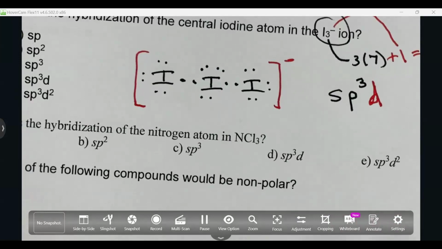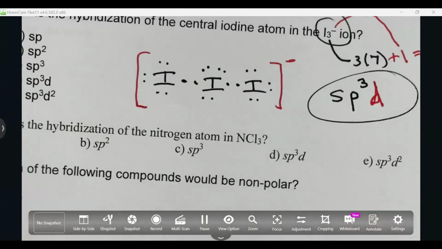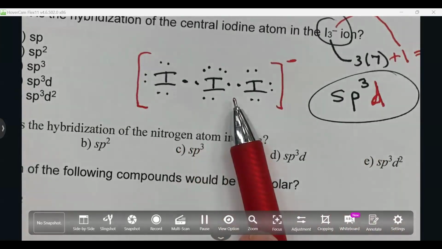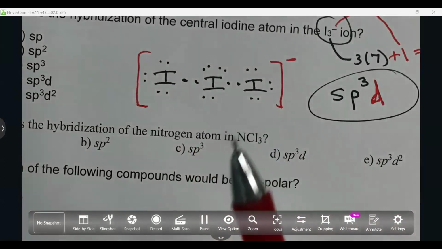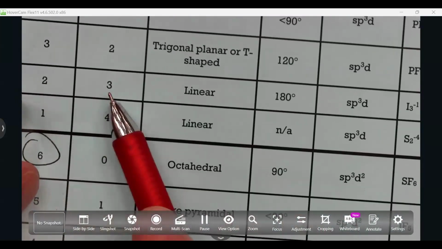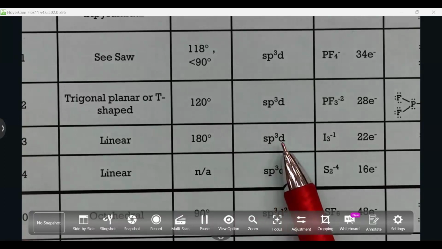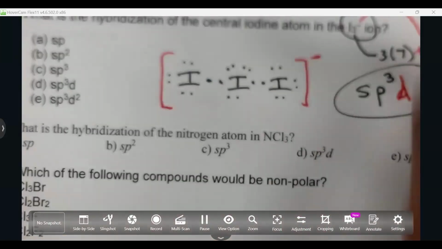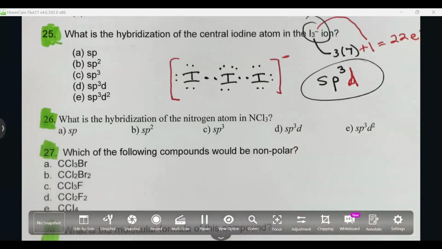So we know the answer to this is this. If we looked it up on our blue sheet, we would look this up as a 2,3, right? And if we looked up a 2,3, look at what we get. We get sp3d. So all we need to do is count how many hybrid orbitals. That has to match your electron pair geometry.